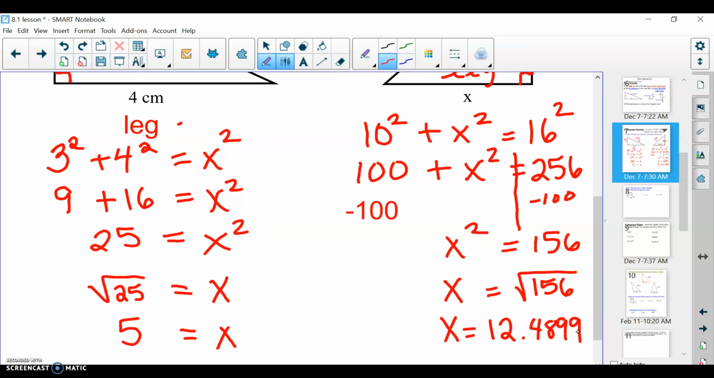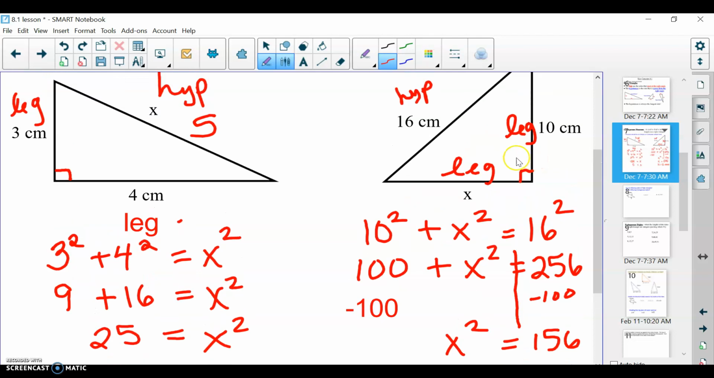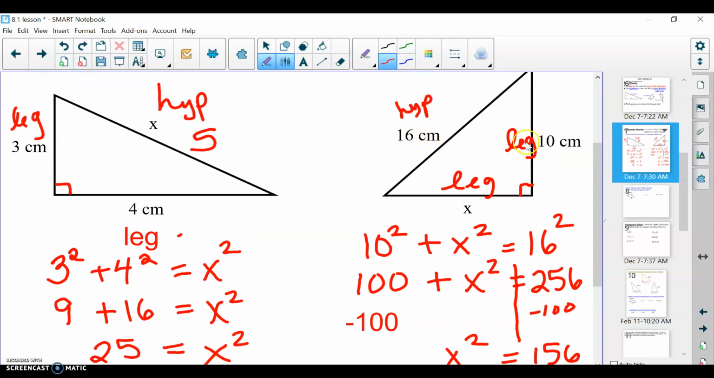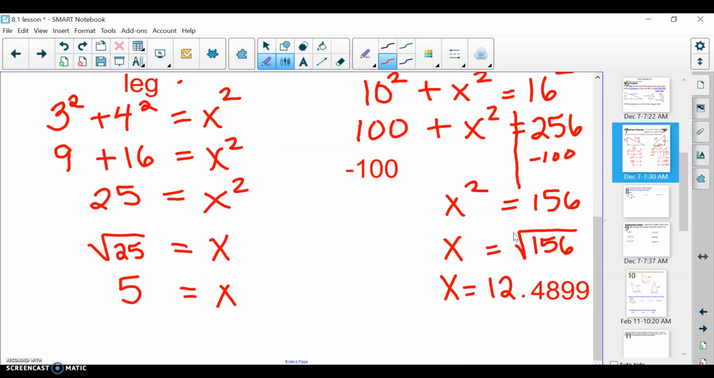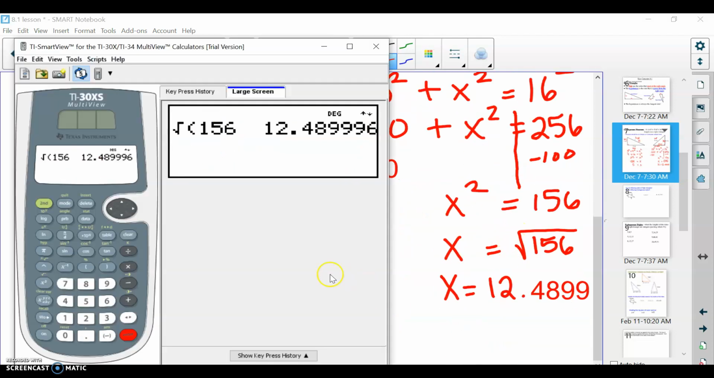Okay, and if we look at the problem up here, that would make sense. If the hypotenuse is 16, the leg is 10, yeah, 12.4899 would be good. Okay. However, the directions again said that we wanted it in simplest radical form. So this is how your calculator does that for you.